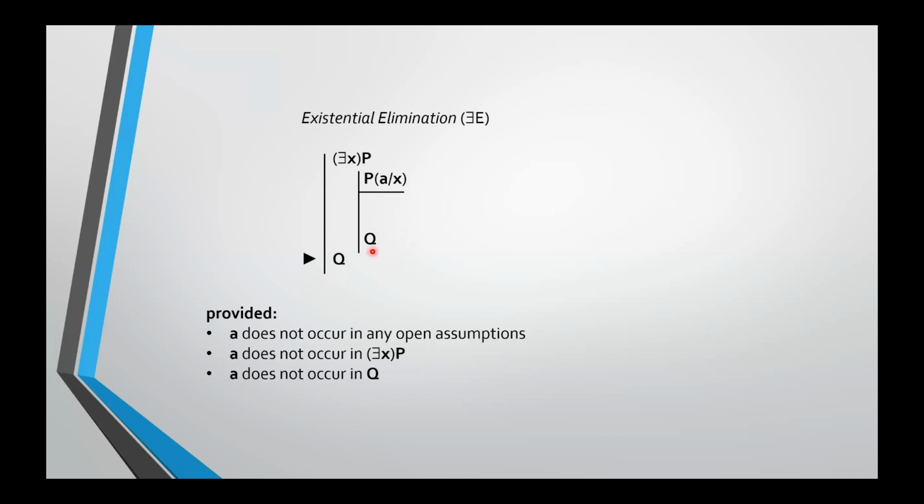You can't infer a sentence that contains this constant that you introduced because that wouldn't be truth preserving, right? You don't know that this constant is actually the thing that makes this true. You don't know that that constant actually satisfies this formula at all. You're just supposing it in this subderivation. But if you can draw a conclusion that doesn't involve that constant, then it's truth preserving. Then you know that that is going to have to be true. So then you can infer that.